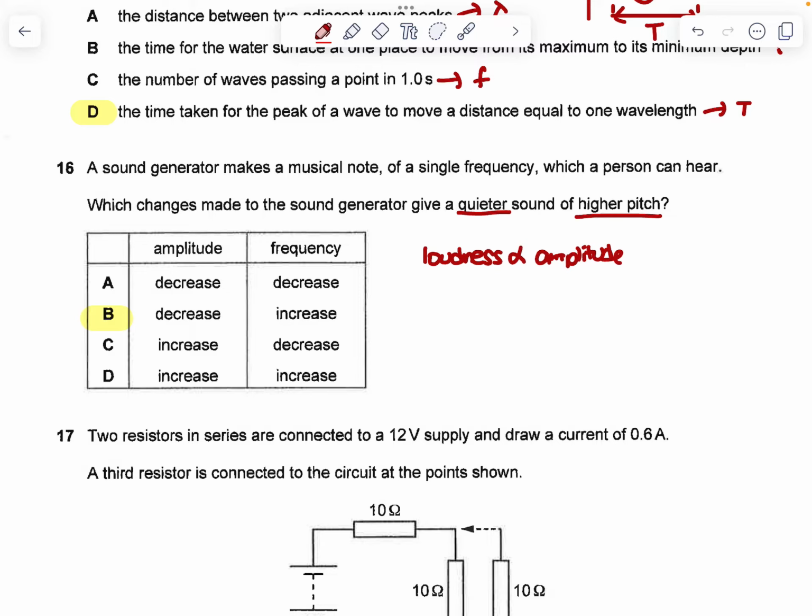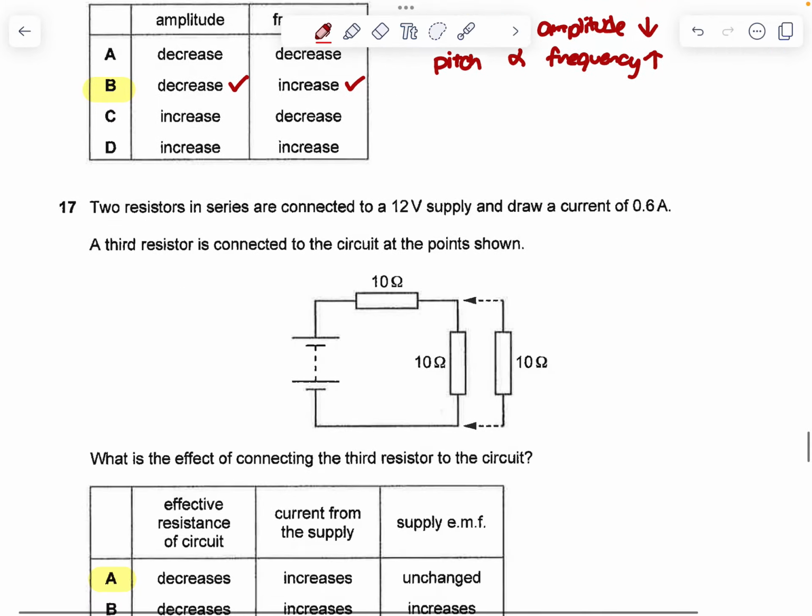Okay, then frequency or pitch is proportional to frequency. So if I want a quieter sound, I want a lower amplitude, I want a higher pitch, I want a higher frequency. So decrease in amplitude, increase in frequency. Okay, question 17.